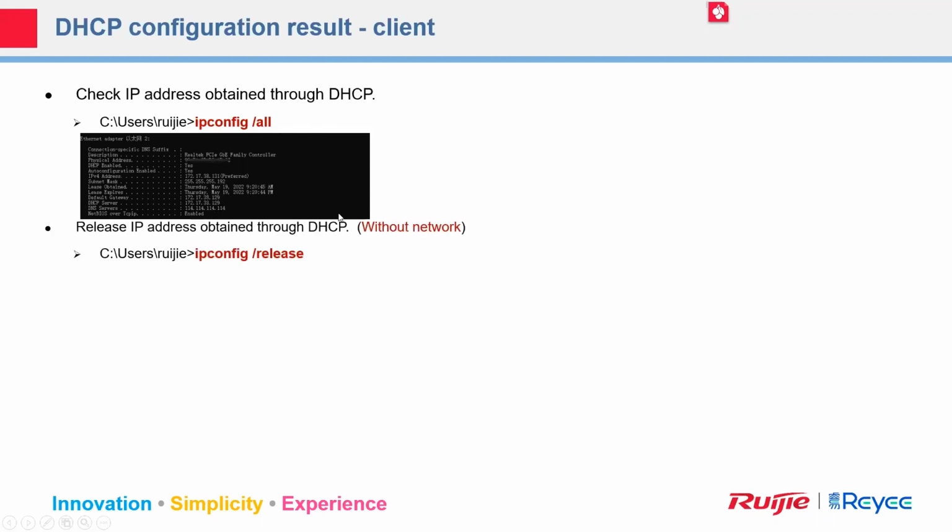And maybe pay attention to this part, release IP address through the DHCP. That means I don't want to use this IP address. You can manually release the IP address. The command is ipconfig /release. Pay attention.